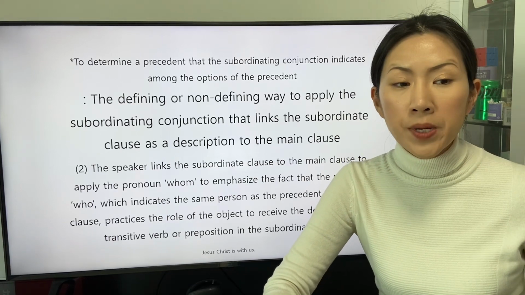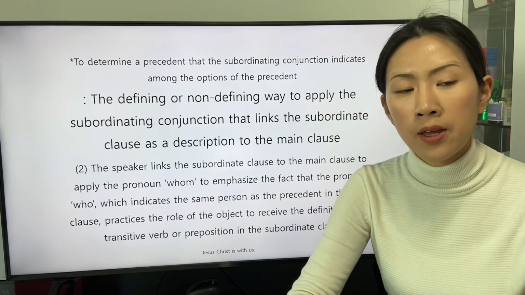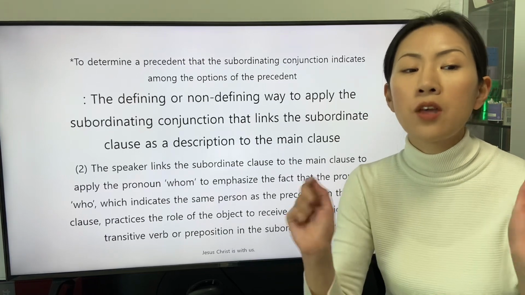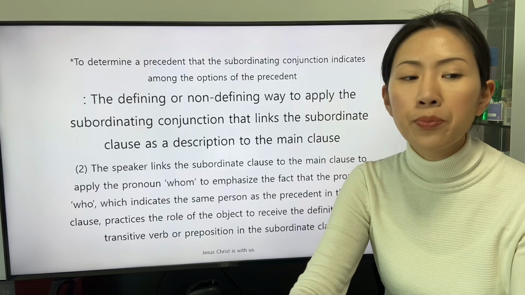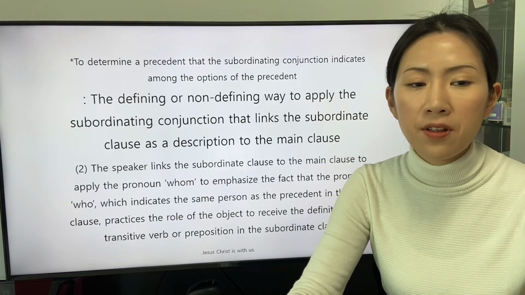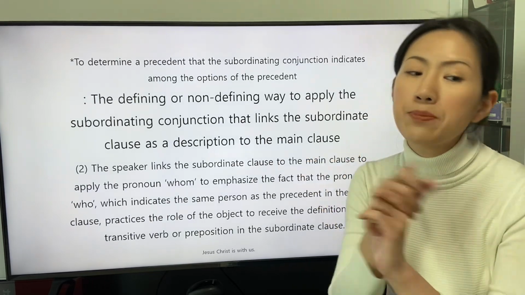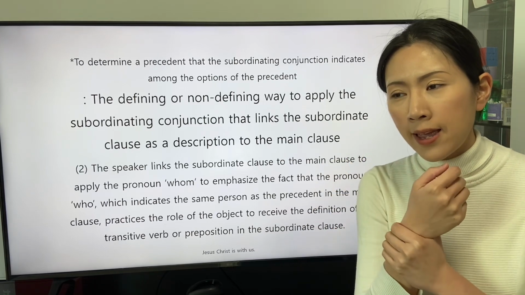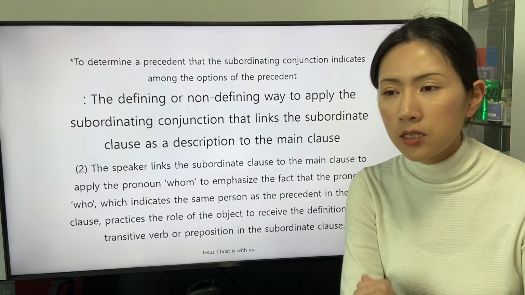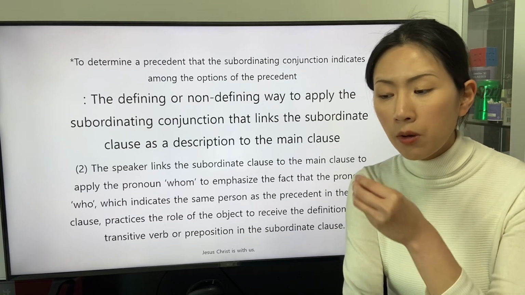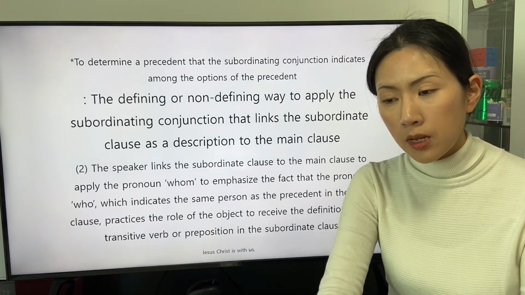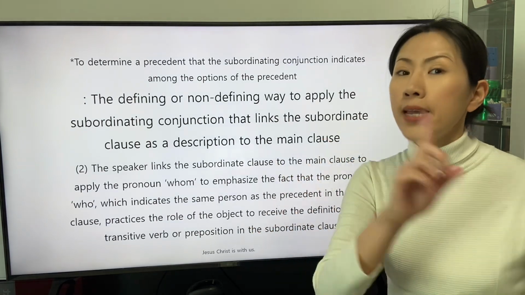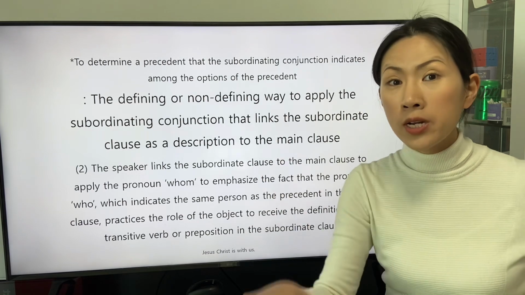The speaker links the subordinate clause to the main clause to apply the pronoun whom, to emphasize the fact that the pronoun whom, which indicates the same person as the precedent in the main clause, practices the role as the object to receive the definition of the transitive verb or preposition in the subordinate clause. The pronoun whom indicates the same subject or object as the precedent in the main clause, and reveals that the subject or object is applied as the object in the subordinate clause.